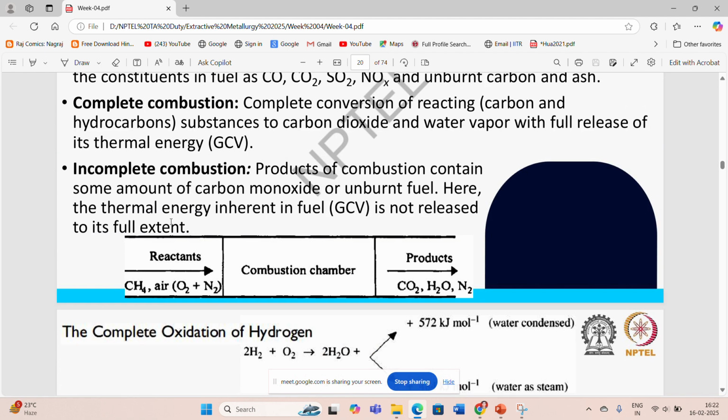For creating a complete combustion process, we have to provide the proper amount of oxygen during the whole combustion process, so that the carbon or hydrogen present inside the fuel can get converted into CO2 and water vapors H2O.